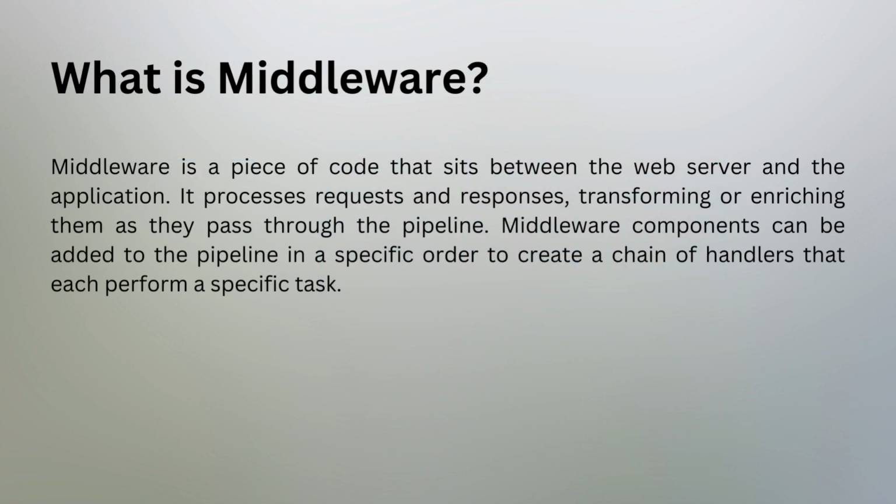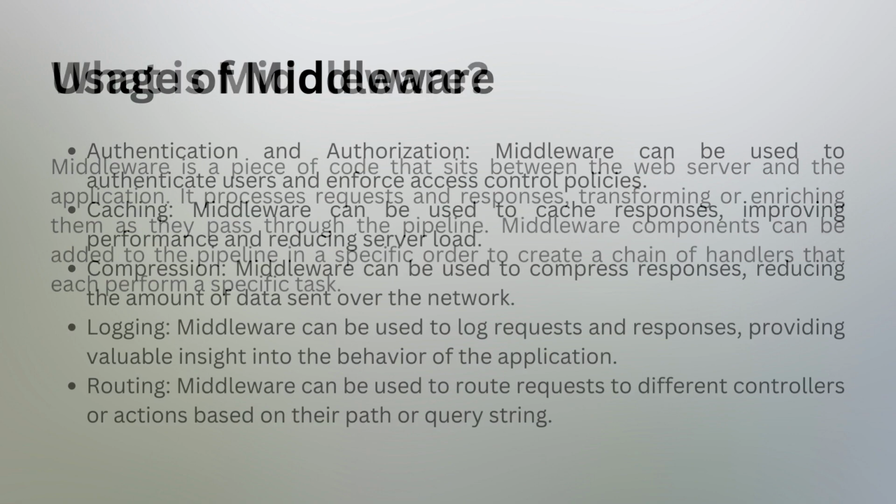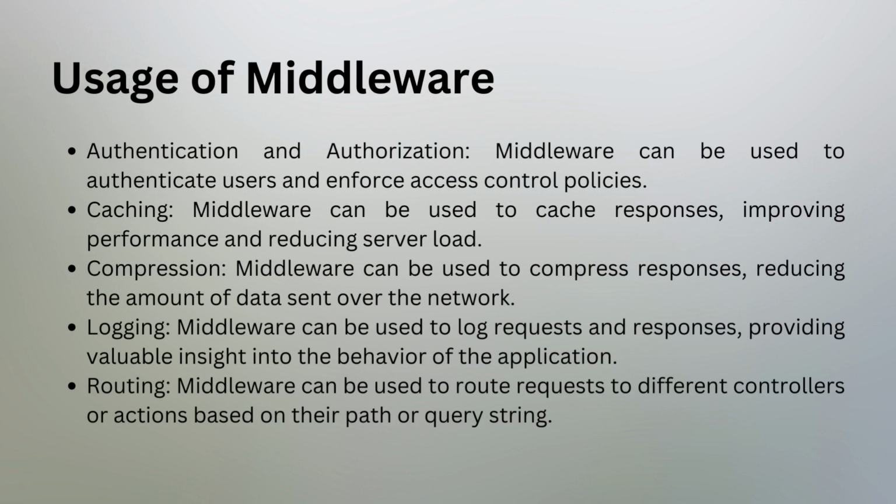What is middleware? Middleware is a piece of code that sits between the web server and the application. It processes requests and responses, transforming or enriching them as they pass through the pipeline. Middleware components can be added to the pipeline in a specific order to create a chain of handlers that each perform a specific task. Middleware can be used for a wide variety of purposes, including authentication and authorization.